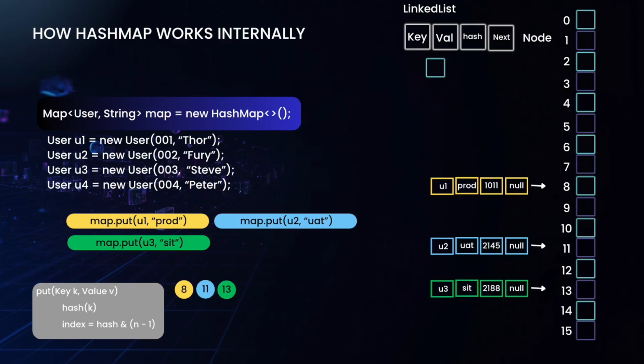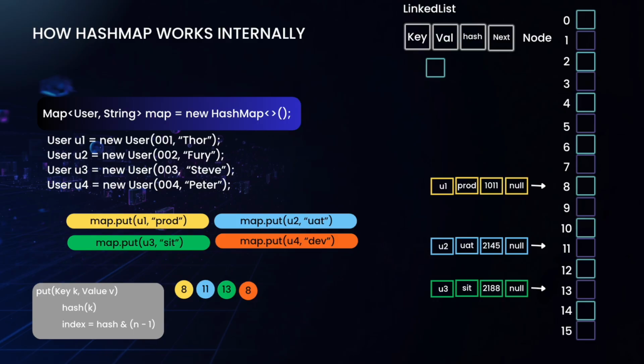All right, so what if the same index gets generated from the hash code? Let's say we are going to add one more piece of data to our map, which is u4 with value dev. Let's say the index got generated as 8.